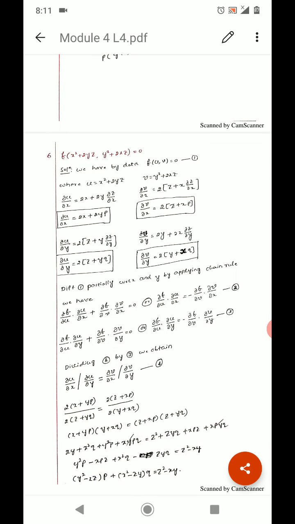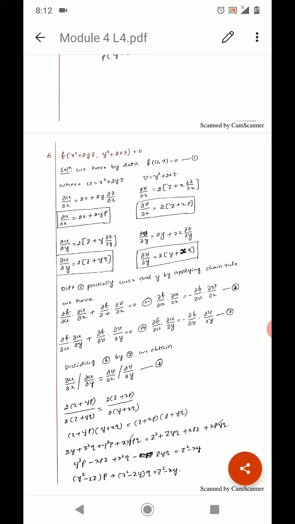So next we have f of x square plus 2yz, y square plus 2xz equal to 0. Here we take x square plus 2yz equal to u and y square plus 2xz equal to v. Then the given function becomes f of u comma v equal to 0. So take that as equation 1.